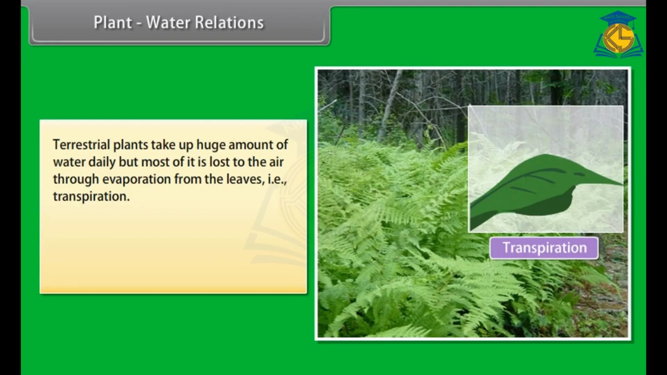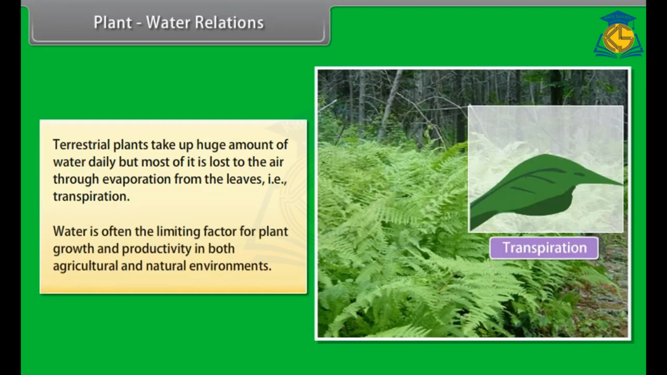Do you know that a mature corn plant absorbs almost 3 liters of water in a day, while a mustard plant absorbs water equal to its own weight in about 5 hours? Because of this high demand of water, it is not surprising that water is often the limiting factor for plant growth and productivity in both agricultural and natural environments.